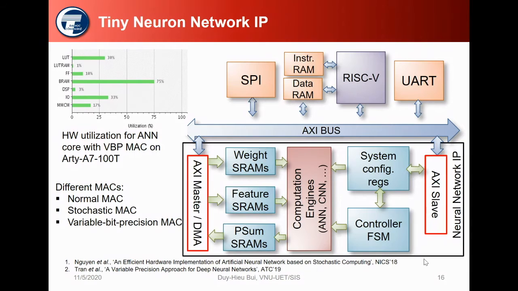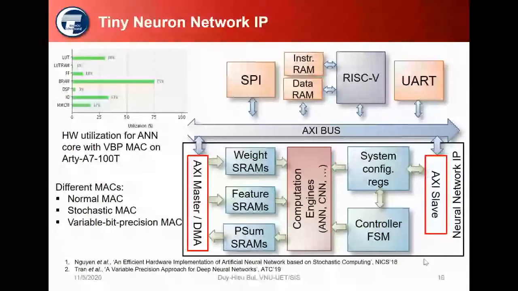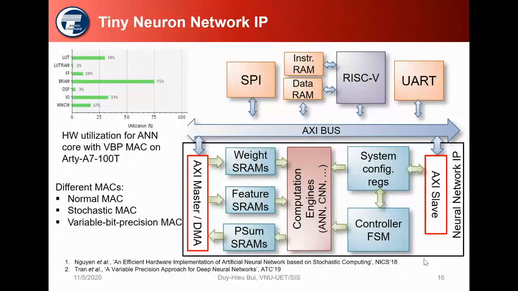Our student also designed a tiny neural network IP, and we also integrate this IP into the PULPino platform. So this is a very small neural network. We can perform handwritten number recognition, and our students have demonstrated different multiply and add architectures. For example, the architecture uses normal multiply and add using a multiplier, and we also have the MAC using stochastic computing and the variable bit precision MAC without using DSP or multiplier.